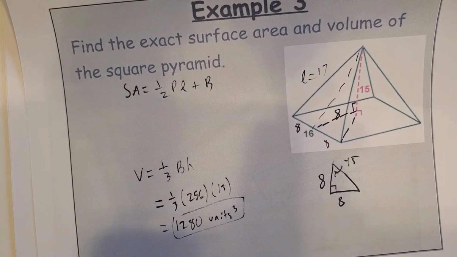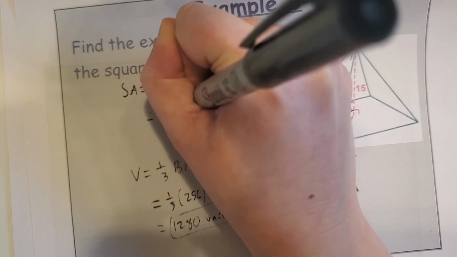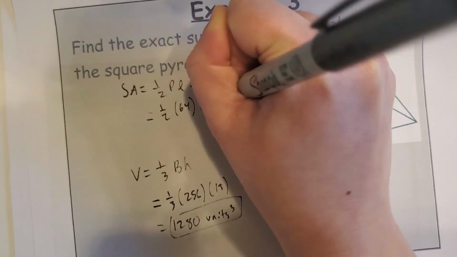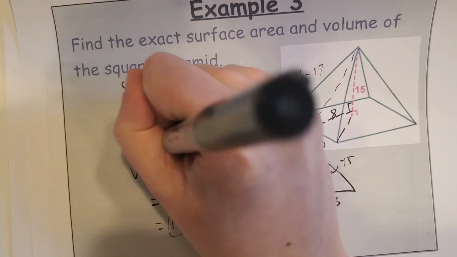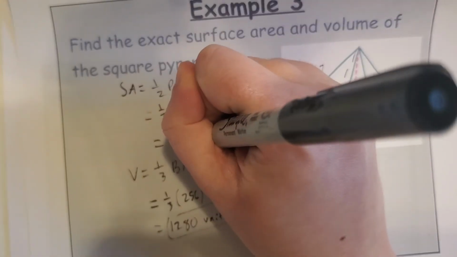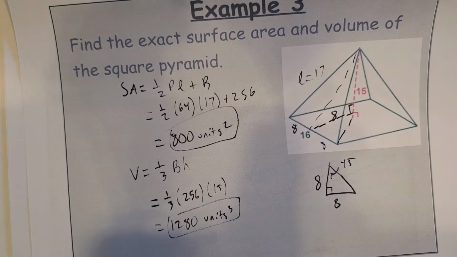Perimeter of a square is just 16 times 4, which is 64. So this is 1/2 times 64 times 17 plus 256. So when you do all that, you get a really nice 800 units squared because it's area. All right.